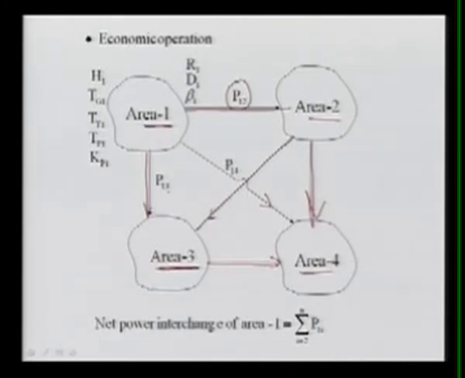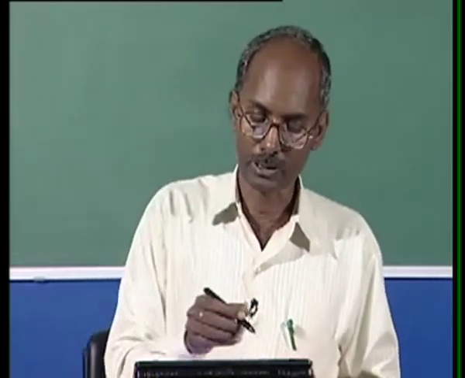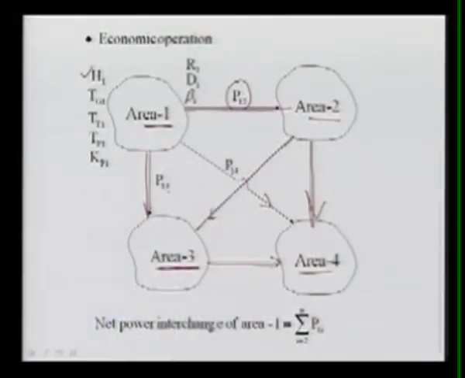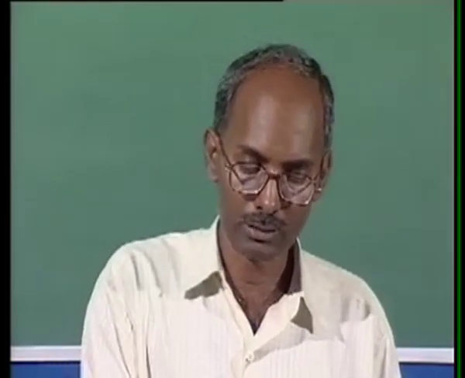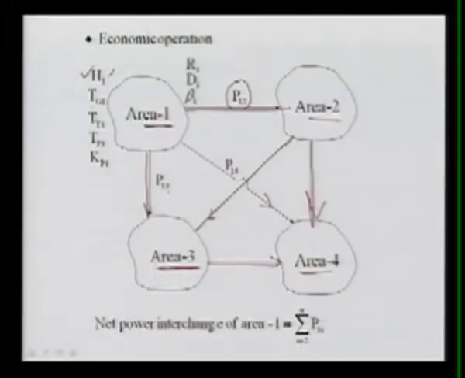So all the areas are connected, and we know the parameters of each area. It is nothing but the combined inertia constant, H1, because there are different machines, there may be 10, 20, 30 machines, so the combined inertia constant that we can calculate is H1. The combined governing time constant Tg1, the combined turbine time constant Tt1, Tp is the combined power system time constant of area 1, and Kp is the generator gain, that is Kp1 of area 1.